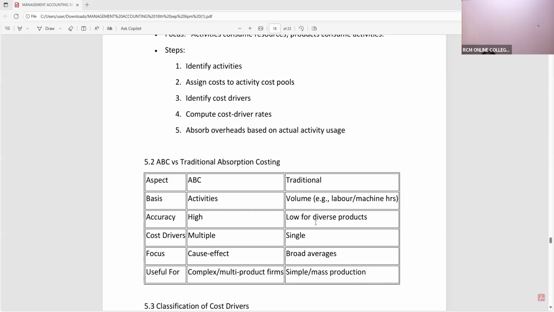Whenever you have many types of products, traditional absorption costing can never give you the true cost. Cost drivers: for ABC, we have multiple. For the traditional absorption, ladies and gentlemen, we deal with what we call a single. That is why we call it the blanket wide.